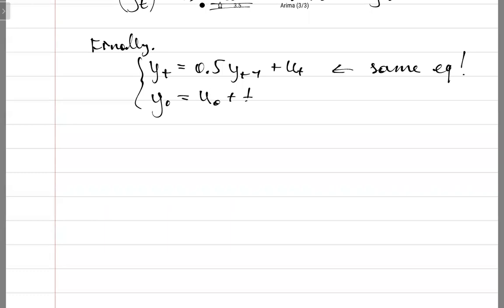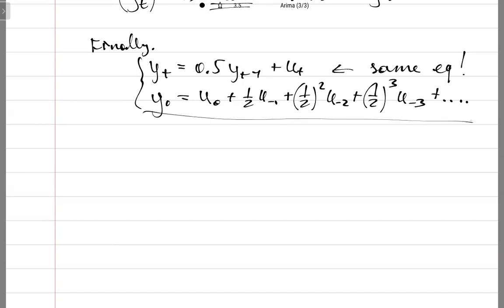So one very special initial condition that it should be u0 plus 1/2 u minus 1 plus 1/2 squared u minus 2 plus 1/2 power 3 u minus 3, and so on. So if I have a very special initial condition, and I plug it in, what expression for y1 will I get? Let me put this special initial condition into my difference equation.